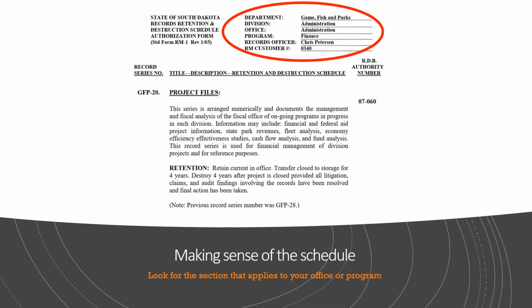Your department's retention schedule will have many pages. Find your office or program in the table of contents and go directly to that section. The upper right-hand corner of each page will have the department, division, office, and program responsible for creating and managing the records listed. It will also give the name of the department's records officer. You can contact them if you have questions.